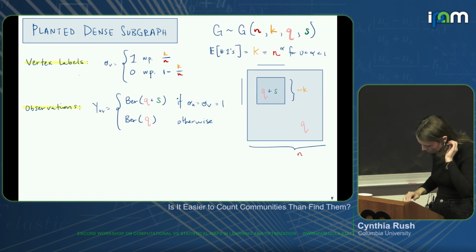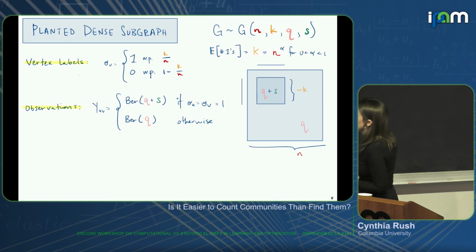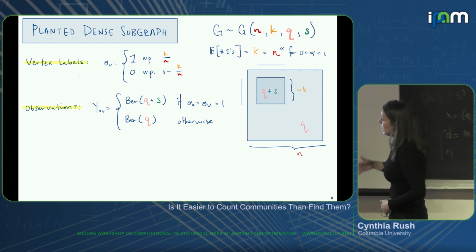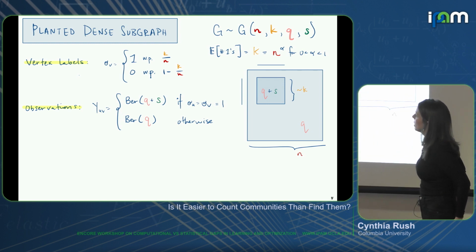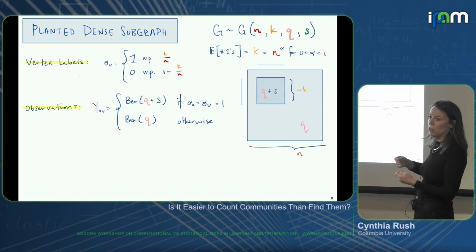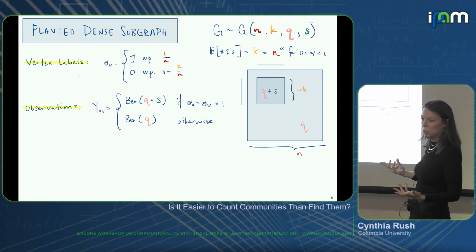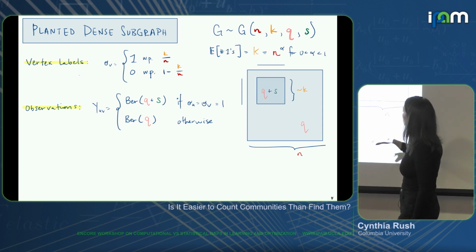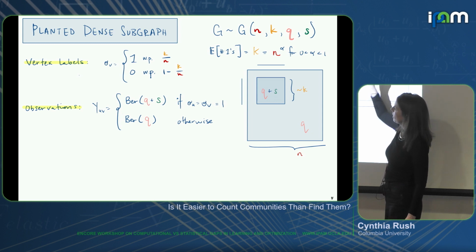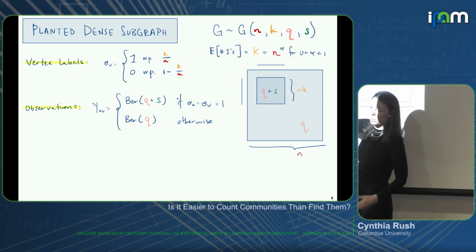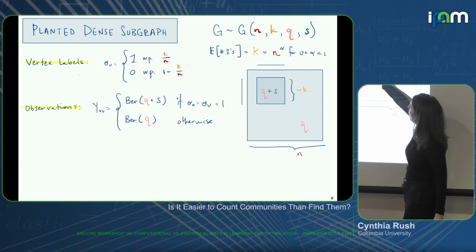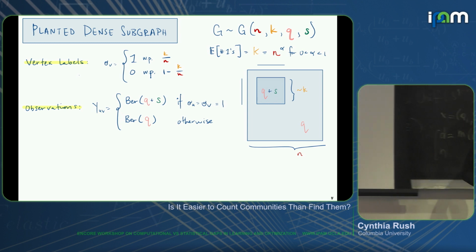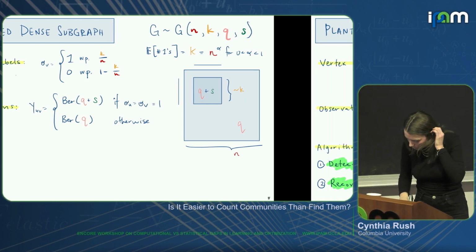So the idea is we'll have approximately k nodes in the planted structure, and then we're going to get data, right, in our adjacency matrix that corresponds to whether two nodes have an edge between them. And so if both of the nodes are in my planted structure, so if their vertex labels are both 1, they get an elevated probability of connectivity, right? It's Q plus S, and the background noise is just Q connectivity.